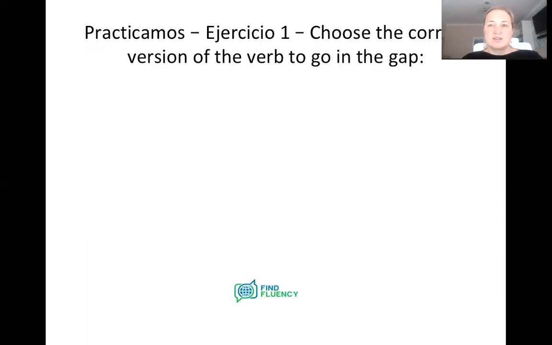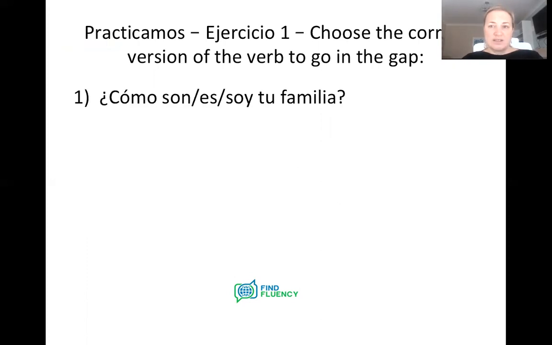Okay, so a little exercise then for you. Choosing the correct version of the verb to go in the gap. So we did this with the verb estar, and I think sometimes just familiarity with exercises helps to make it a little bit easier for you. When you're learning a new language, there's a lot of new things to learn, and you can get bombarded in a little bit of sensory overload with all the different resources that you can use.